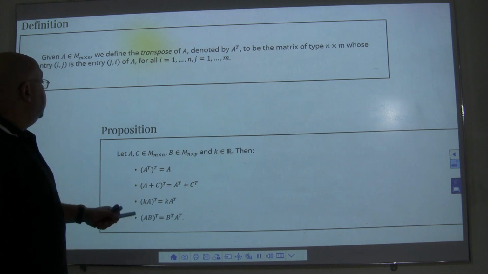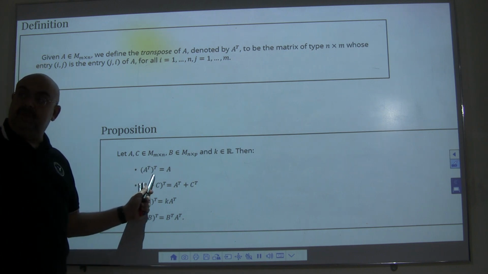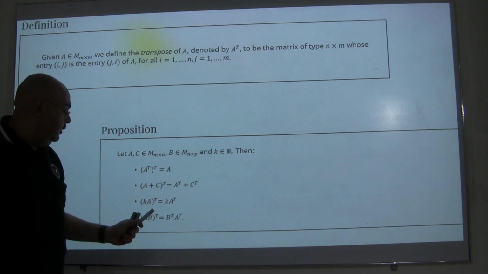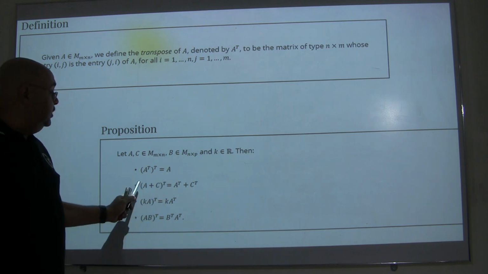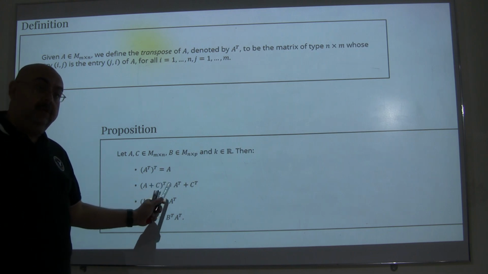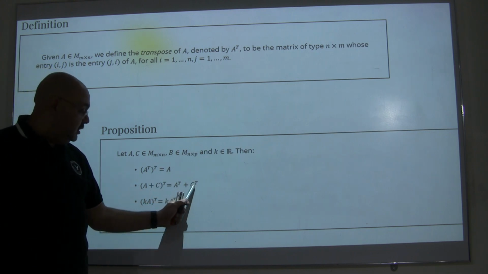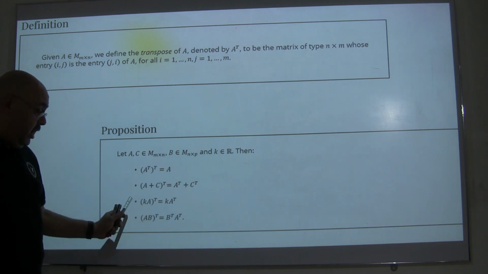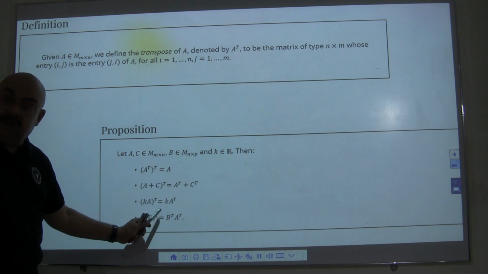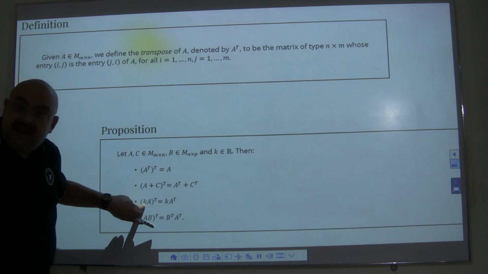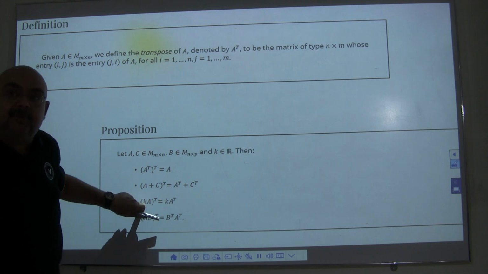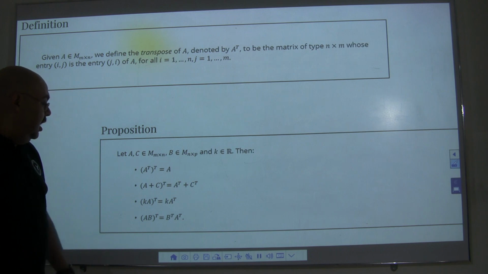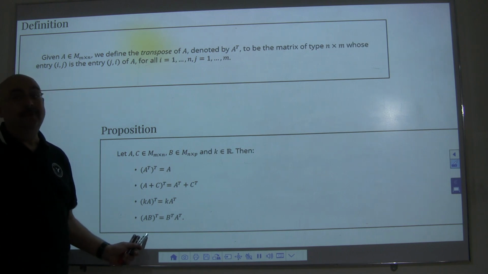Be careful: A transpose over transpose will equal A. You turned it twice, so it returns to the original. A plus C transpose will equal A transpose plus C transpose. K A to the power of T is going to equal K, make the transpose, then times the scalar. K is always a symbol not for a matrix, but for a number, like 2A, like 3A.